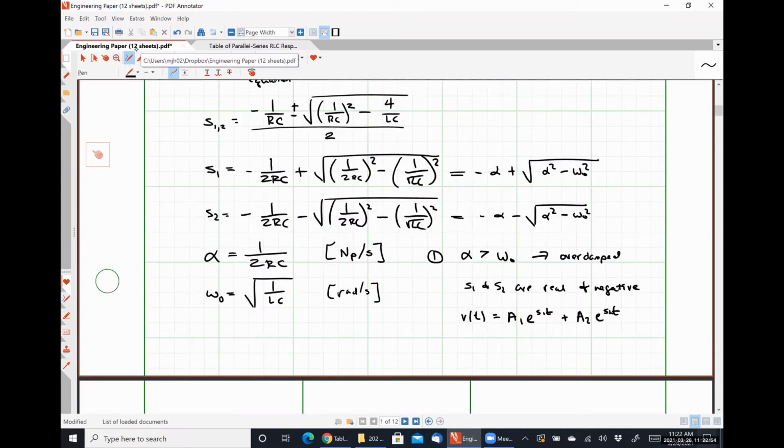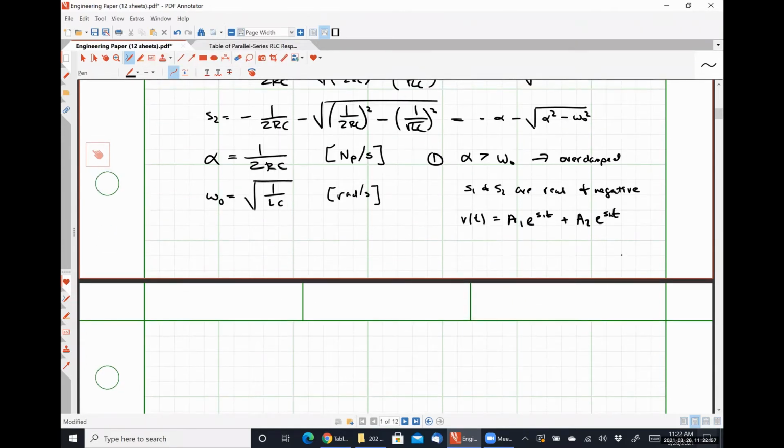Okay. All right. Now let's look at case number two. What happens when alpha is equal to omega naught? We call this critical damping, and this is the best case scenario. When a system is critically damped, its signals, voltage and current, decay to their final value in the shortest amount of time possible without what's called overshoot or ringing.